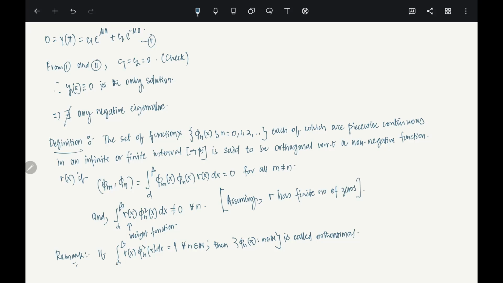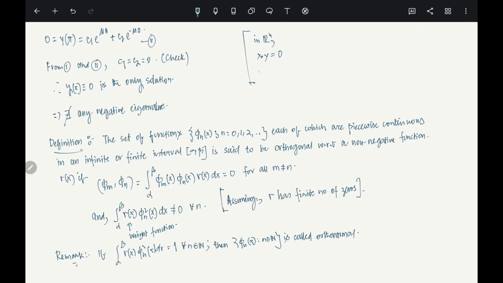Now, what's the idea? Let me give you some motivation. In R^n, two points, vectors x and y, are orthogonal to each other, basically perpendicular, if x dot y is 0. So in R^n, what is the inner product? The inner product is given by x dot y, basically the dot product.